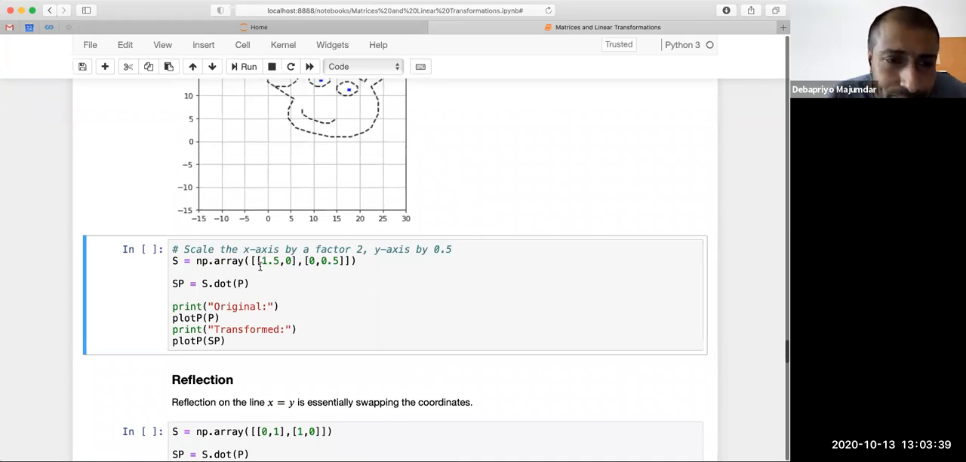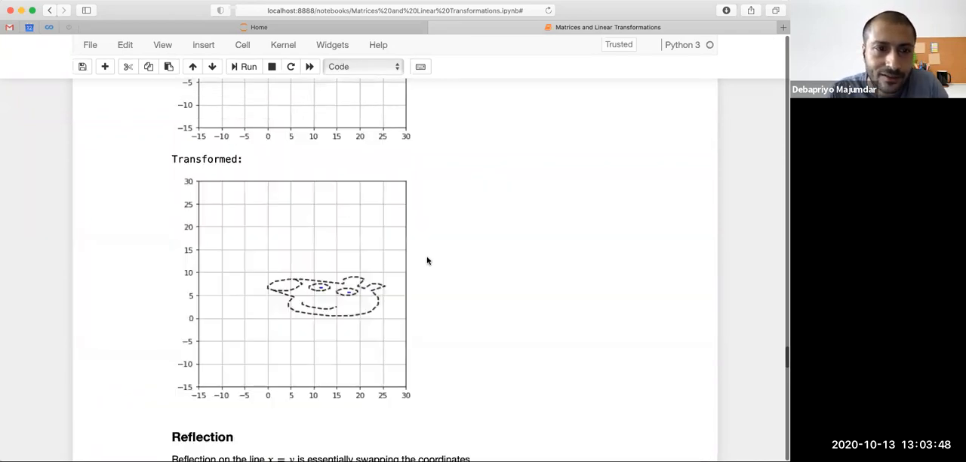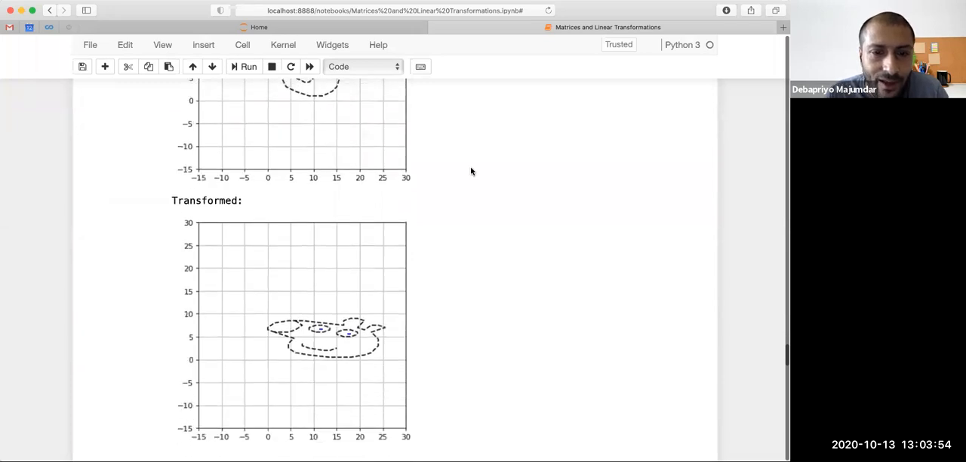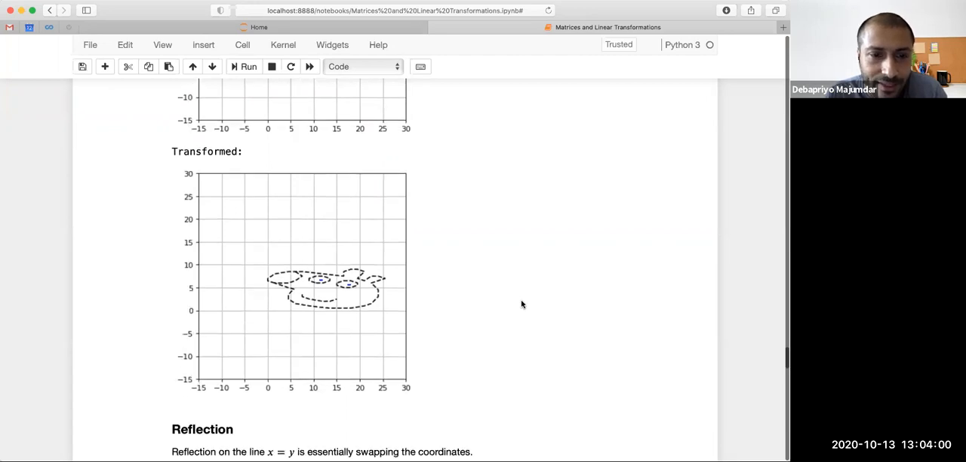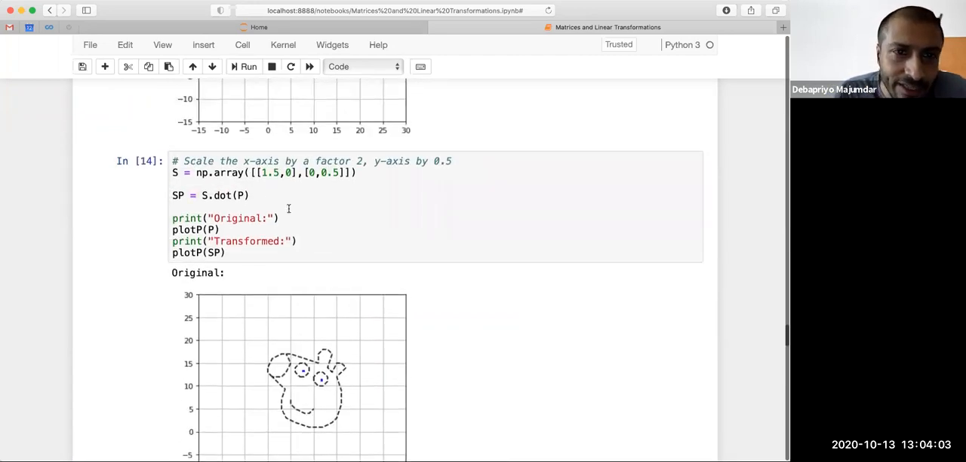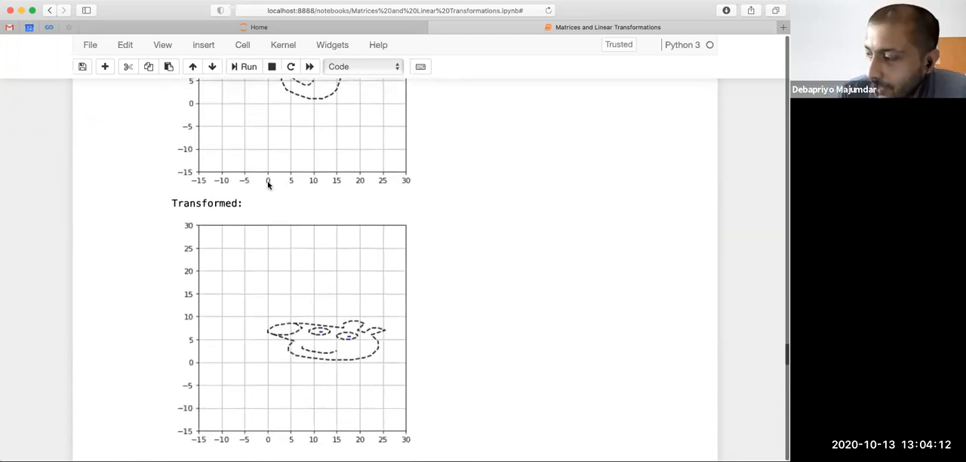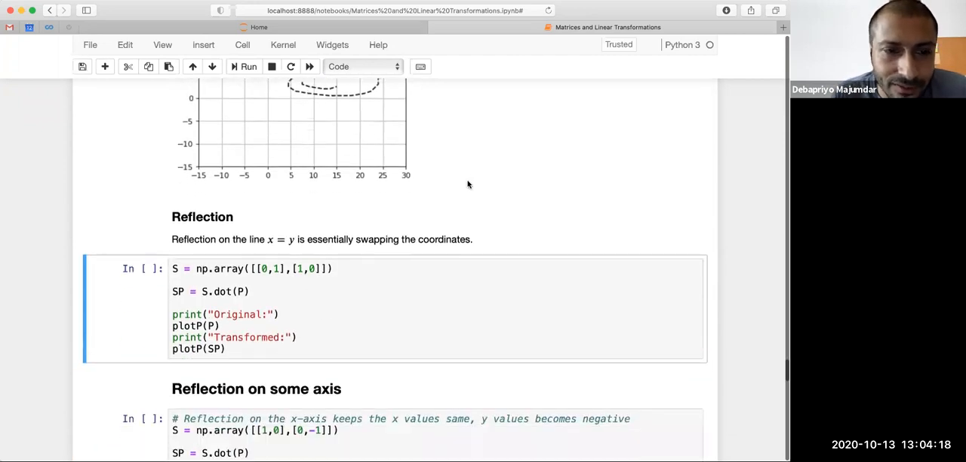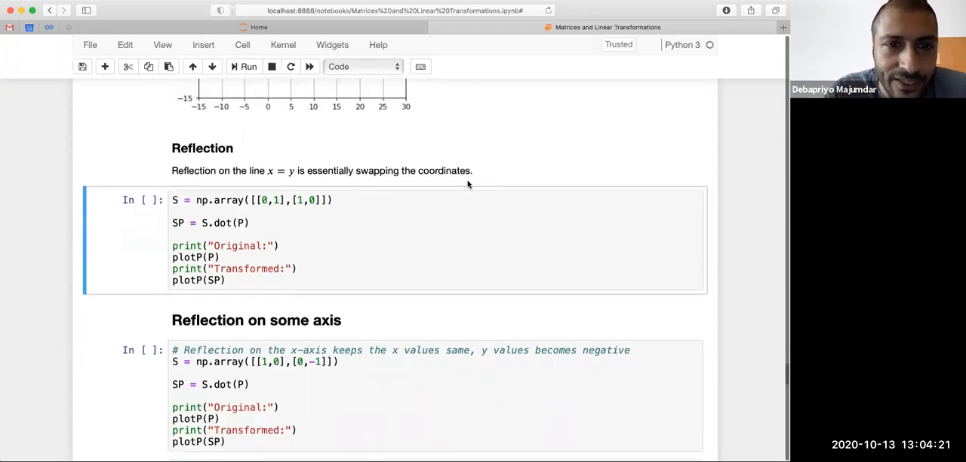Now let's do both. Stretch the x-axis by 1.5 times and the y-axis by half, right? So let's just do that. This was your original picture, and you stretch the x-axis but squeeze the y-axis. So this is another kind of scaling. In general, any diagonal matrix with positive diagonal entries will give you some kind of a scaling effect. Everybody all right? If not, just tell me to stop and I'll explain again. So now let's do reflection.